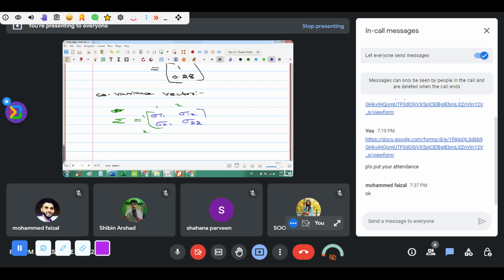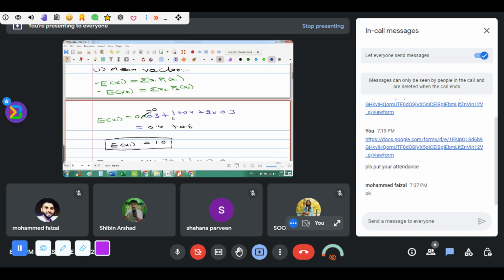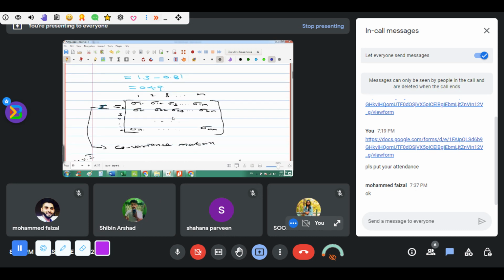Any doubt regarding this matrix? I have a doubt, sir. Yeah, tell me. I didn't get that point. I already explained this one. How to define this covariance matrix? Suppose n variables are there, meaning 1 to n and 1 to n. Therefore, you write sigma 1 1, sigma 1 2, sigma 1 3 up to sigma 1 n, then for n variables, sigma n1, sigma n2, up to sigma nn.